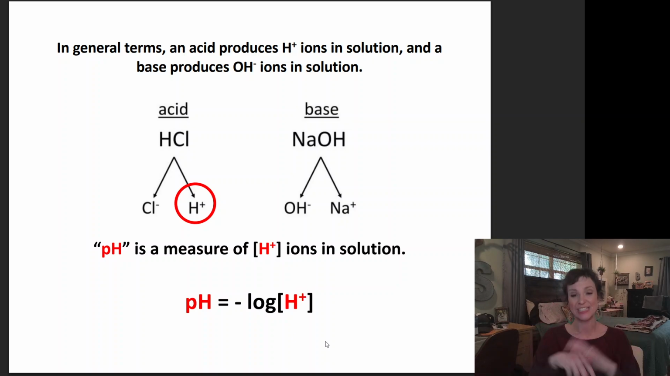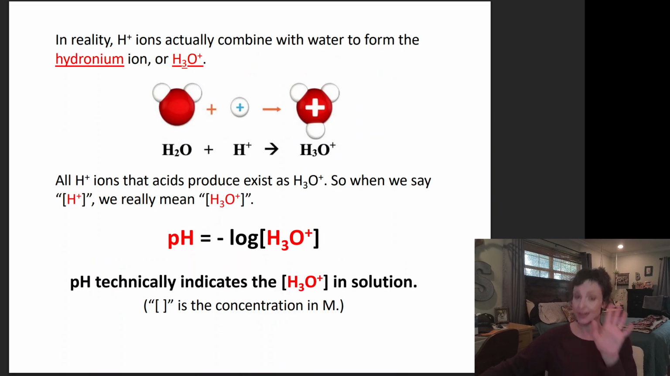And the brackets mean concentration. Concentration is a loose way of saying the amount of something. So the more hydrogen ions I have in my solution, the greater the concentration of that ion will be, which is really fun. But I cannot tell lies to you.